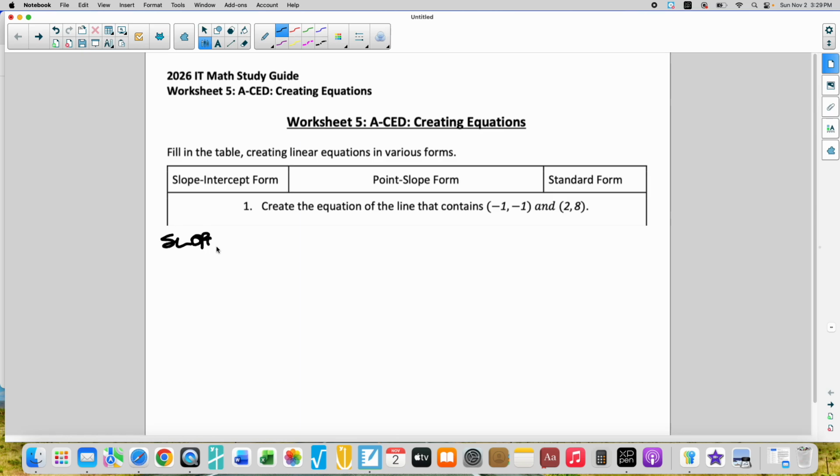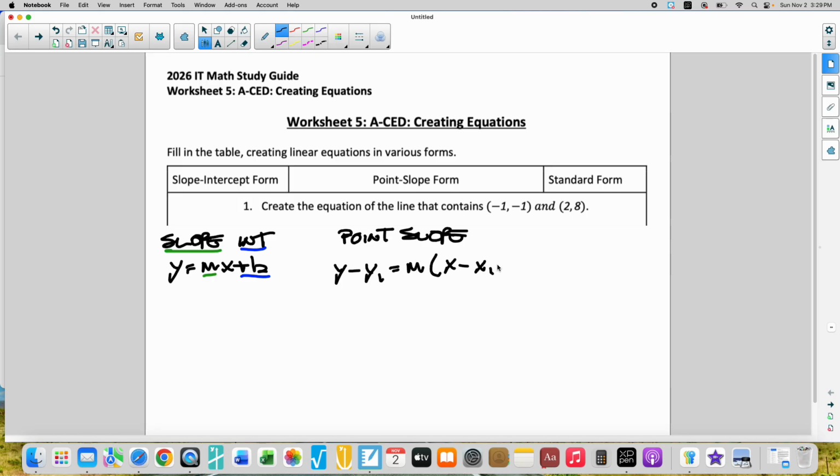So slope-intercept is y equals mx plus b. You're given the slope, and you're given the y-intercept. Point-slope form. Point slope looks like this: y minus y sub 1 equals m times the quantity x minus x sub 1. So you are given a point, x sub 1, y sub 1, and you're given the slope, which is m.